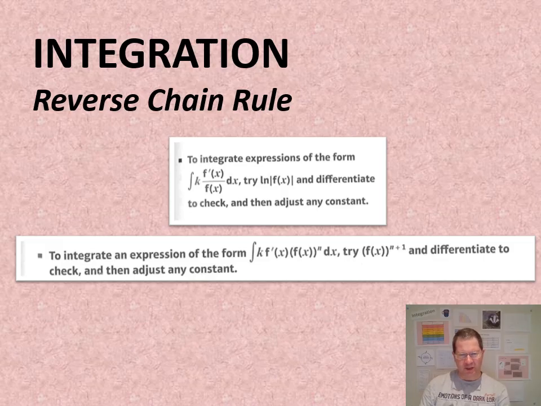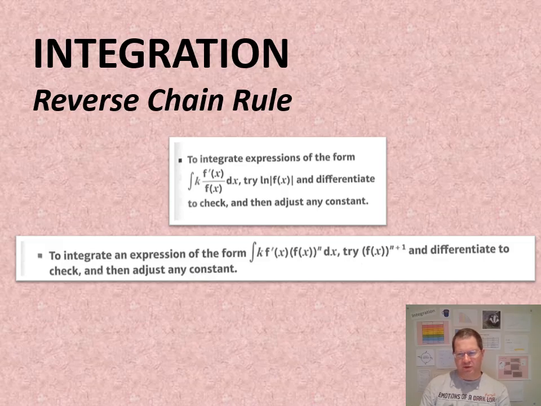The first one, it says, is when we have an integral of the form k times f dash x over f of x, i.e. the differential of the function is on the top and the function itself is on the bottom, which it suggests we try log of f of x for. And then the other one is of the form the integral of k f dash x times f of x to the power of n, and it suggests that we try f of x to the power of n plus 1, and again differentiate to check and adjust any constant.